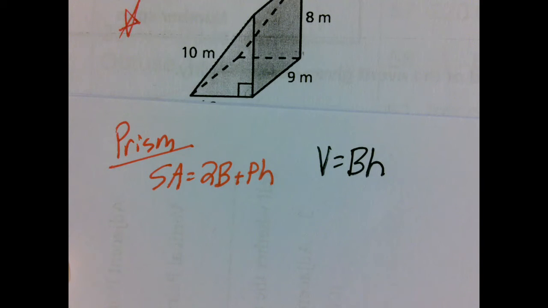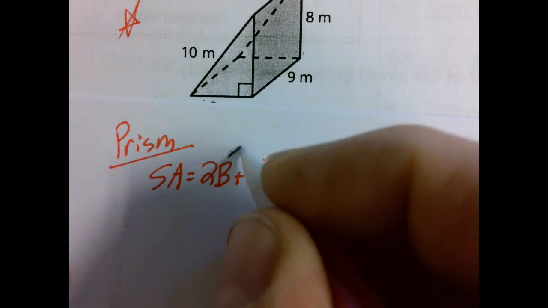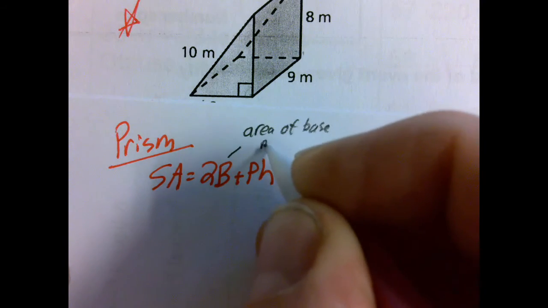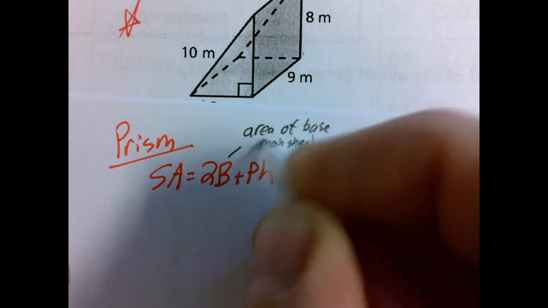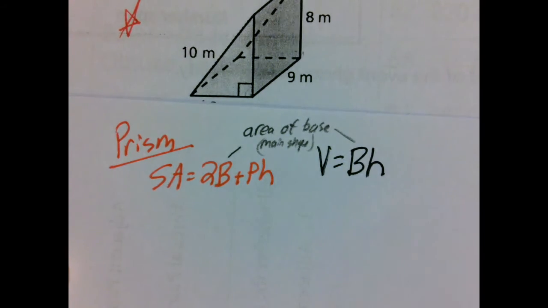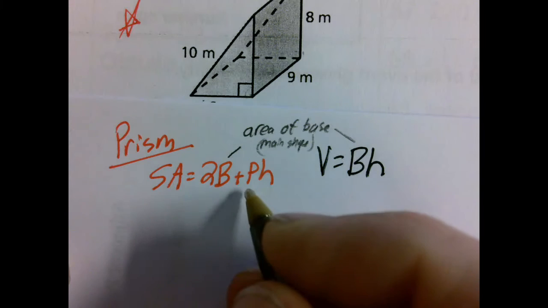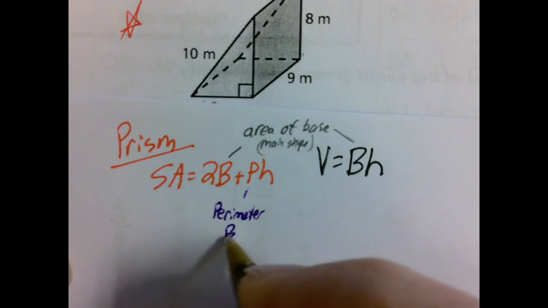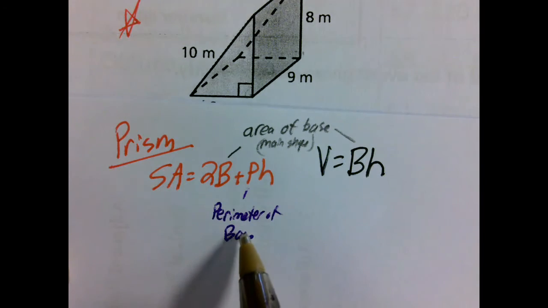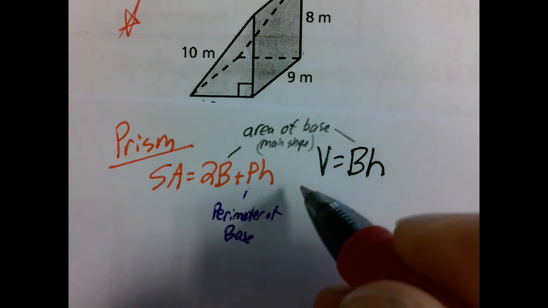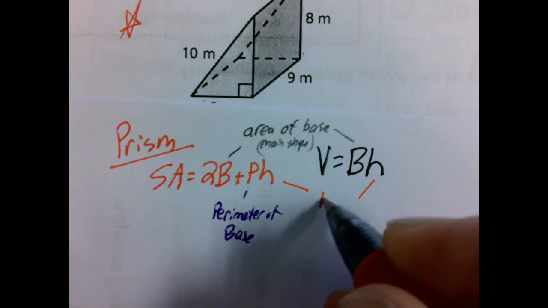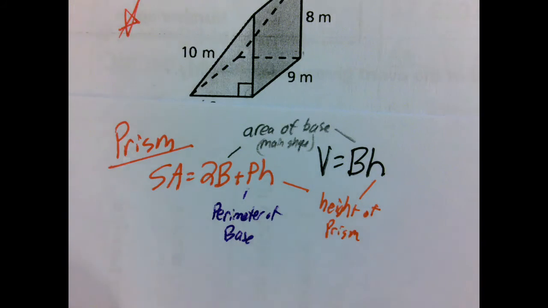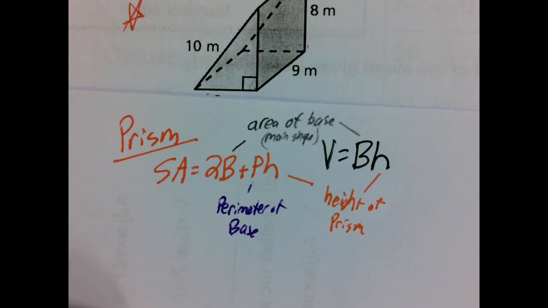Do you want to make a reminder to yourself what the big B stands for? Great. Big B stands for the area of the base, or the main shape. The letter P stands for the perimeter of the base, the perimeter of the main shape. And then the H stands for the height of the prism. Oftentimes I've always said, the number we haven't used yet.